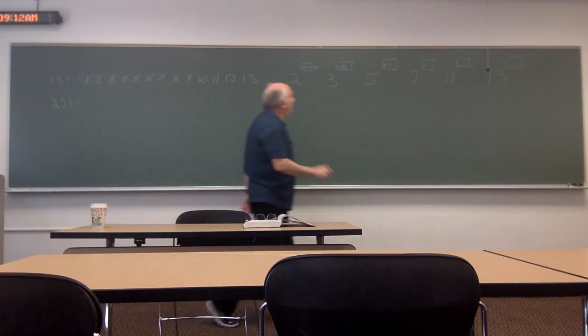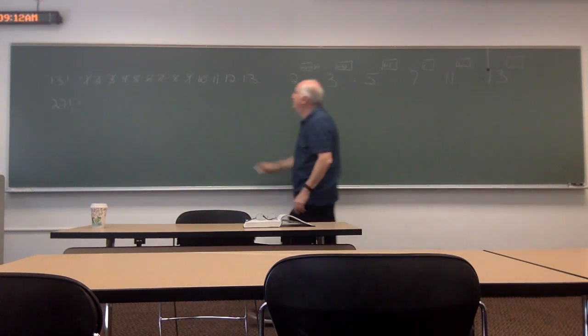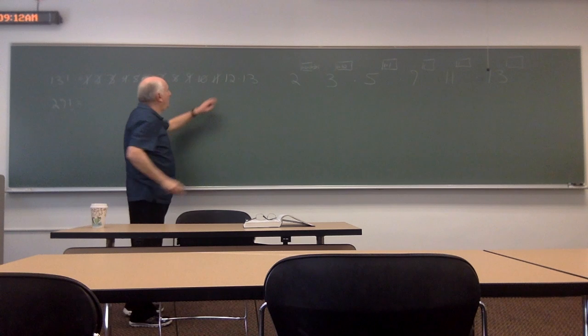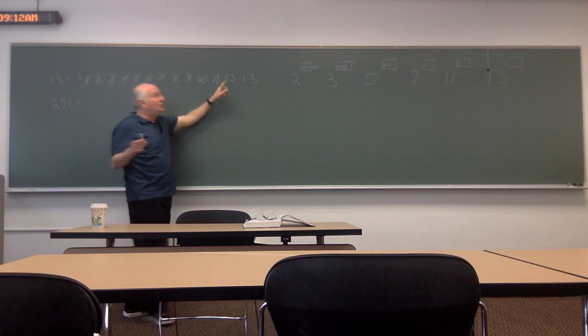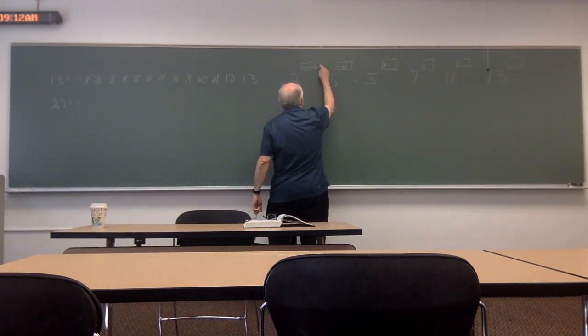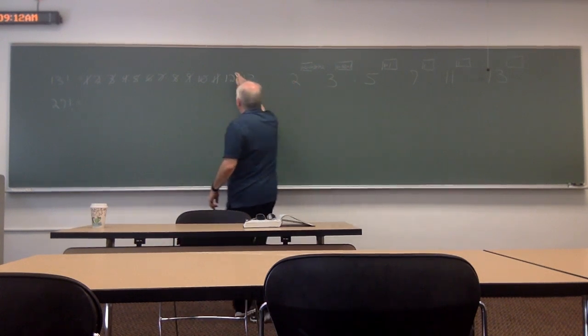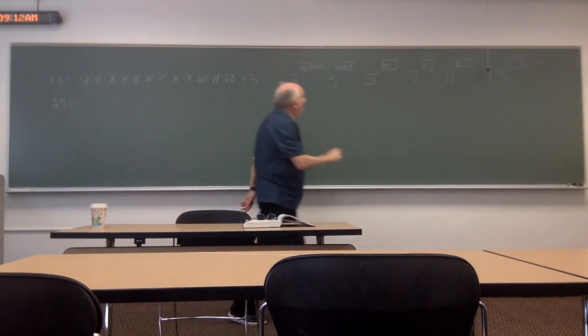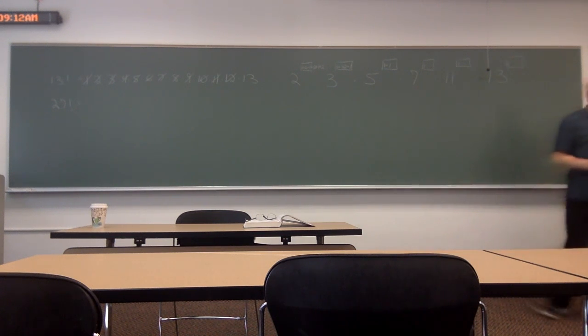11 is just a single copy of 11. 12 is 2 squared times 3. So that's 2 more 2's and 1 more 3. And 13 is just a single copy of 13. Now, having shown you how to do this one way, I'll actually show another way.